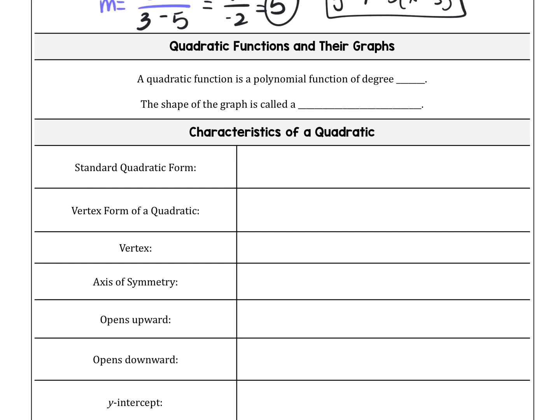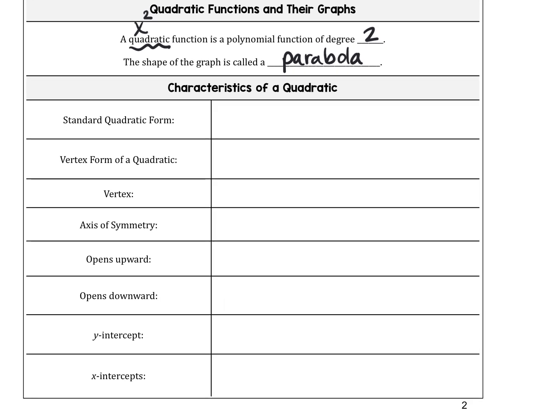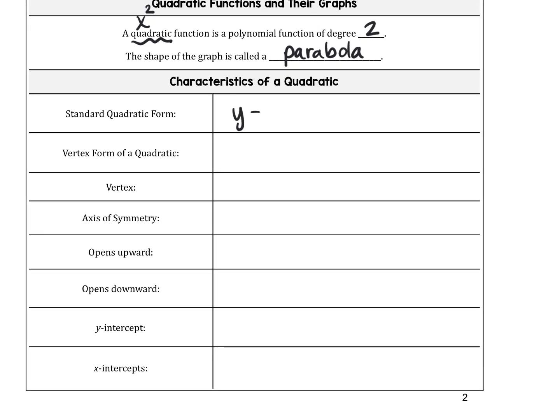Okay, let's talk about quadratic functions and their graphs. A quadratic, remember, is anything with an x squared largest term, which means it has to have a degree of specifically 2. We call this shape of the graph a parabola. If this is the standard quadratic form, we know this is y equals a x squared plus bx plus c. And we know a has to be not equal to 0. Otherwise, it would not be a quadratic term.